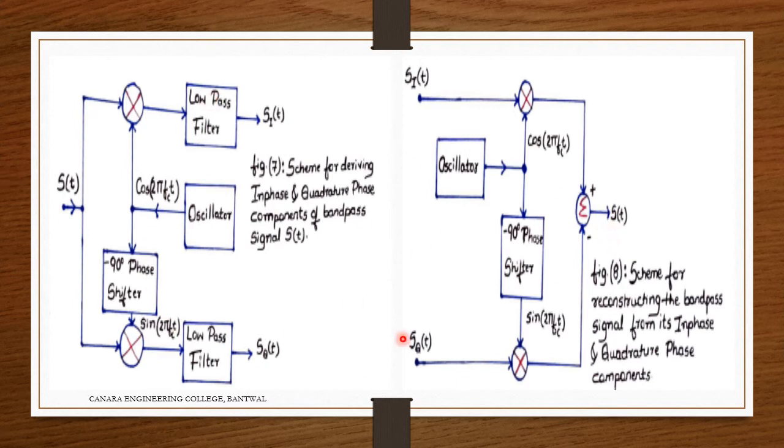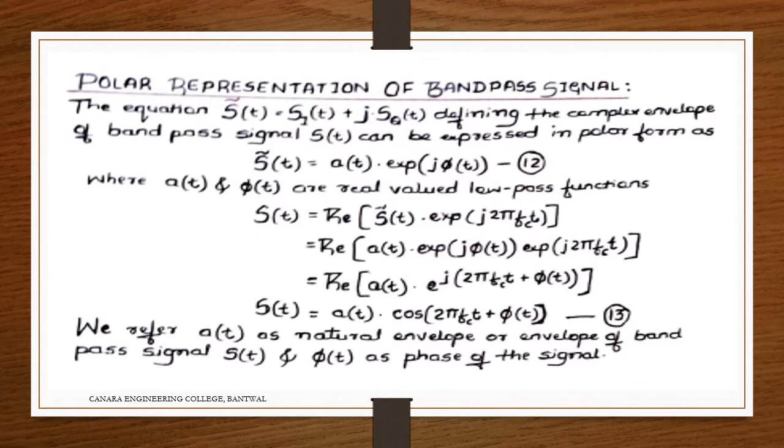Now this is how we are expressing the scheme for deriving the in phase and quadrature phase components, and reconstructing the band pass signal to get back the in phase and the quadrature phase components. This is all about the canonical representation.